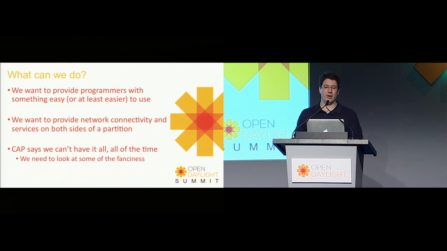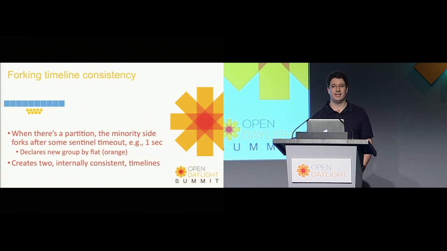So what can we do? We want to make it easier for programmers to program against this. We want network connectivity and services to be on both sides of the partition, even if a partition happens. And CAP says we can't have all of it all the time. So we need to look at some of the fanciness that I mentioned before. I'm going to talk about two pieces of fanciness quickly. One is forking timeline consistency, and the second is trying to partition the network and partition state in a way that we can work with.